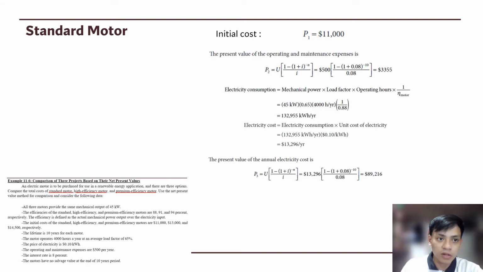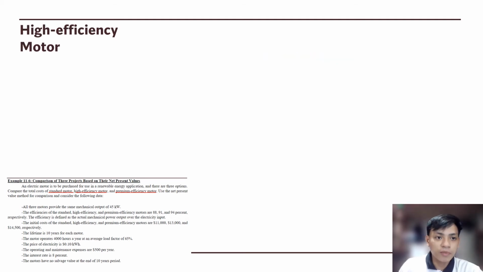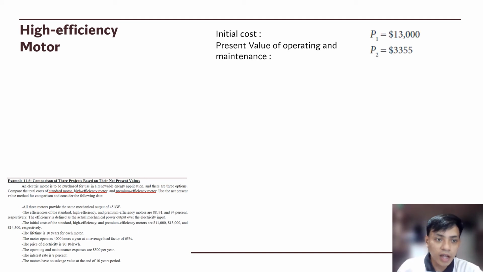Going to the third present value, the standard motor has 88% efficiency, so its electric consumption is approximately 132,955 kilowatt-hour per year, and the cost of it is $13,296 per year. The present value due to the electric cost is $89,260, and that is the third present value. By adding these present values, we can now get the net present value for the standard motor, which is $103,600.